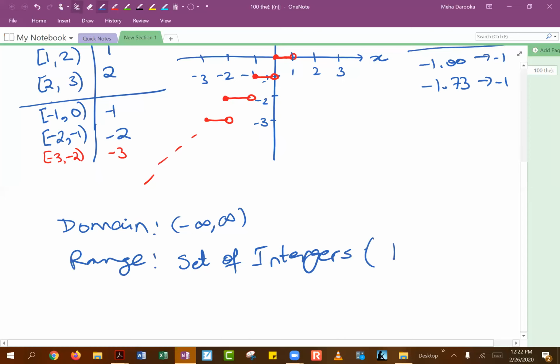Some textbooks use that symbol for integers. It's like an I with 2 bars instead of just 1. Or you can just say set of integers.